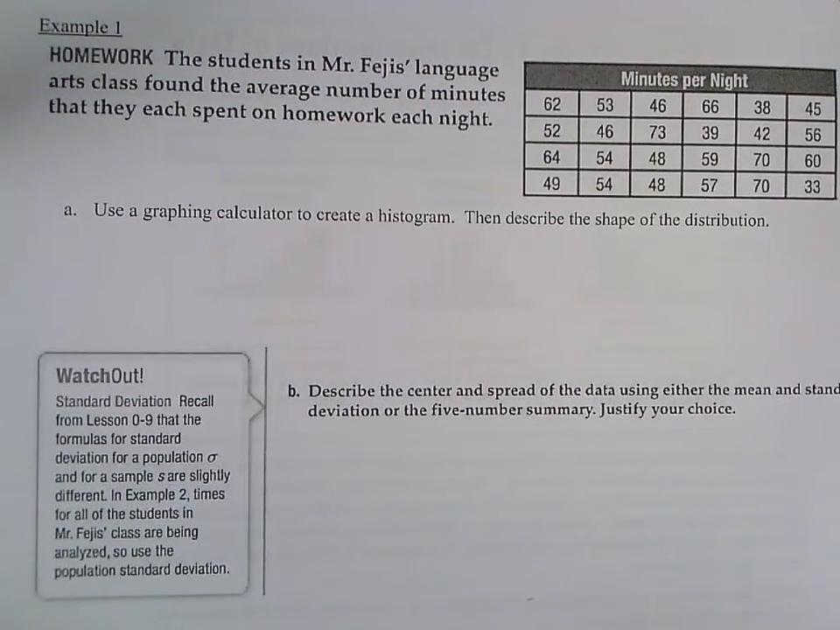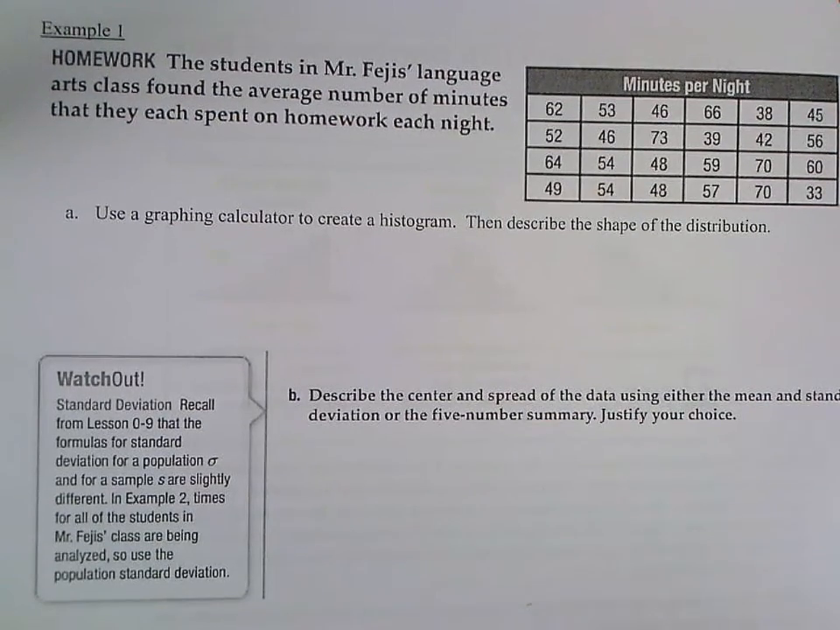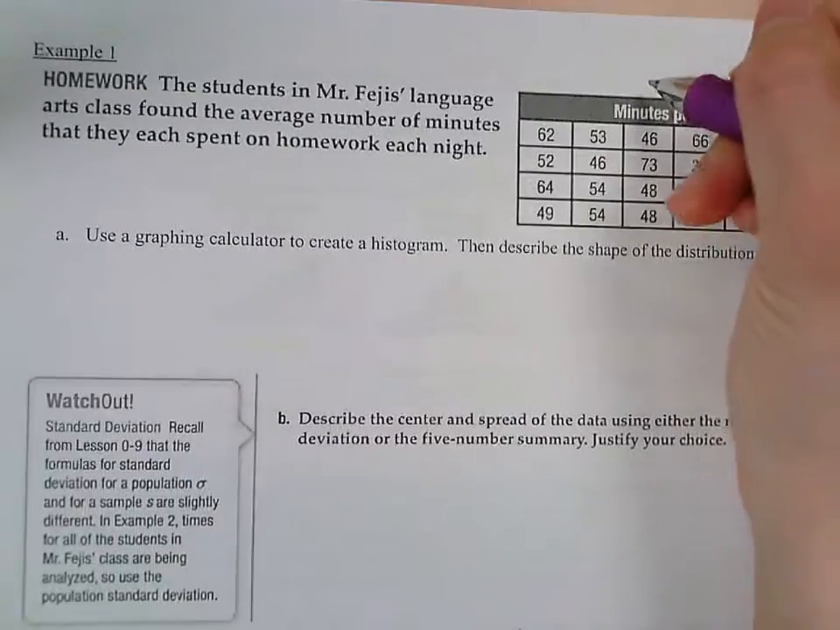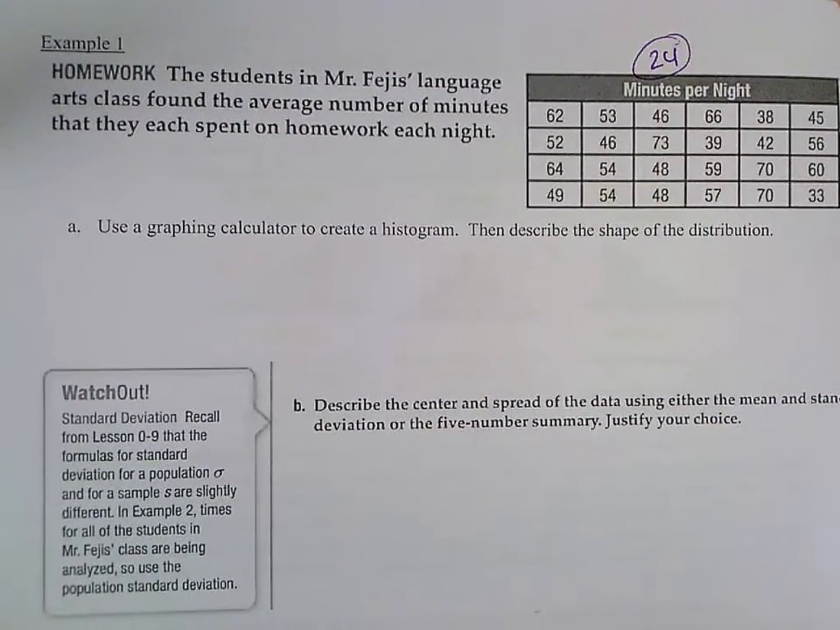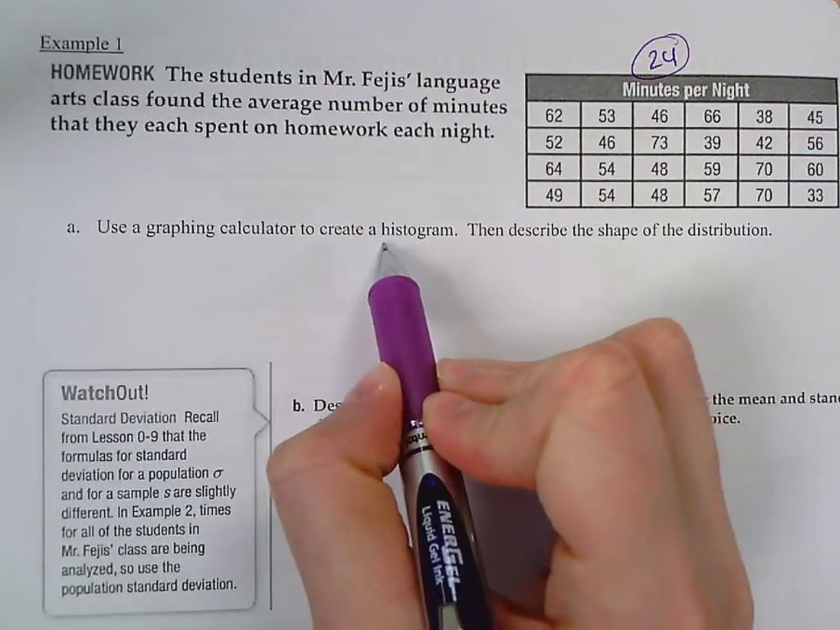So we have this data in the table. We have students in Mr. Fiji's language arts class found the average number of minutes that they spent on homework each night. And this is a 4x6 table, so there's 24 values in that table. And part A says to use a graphing calculator to create a histogram and then describe the shape of the distribution.